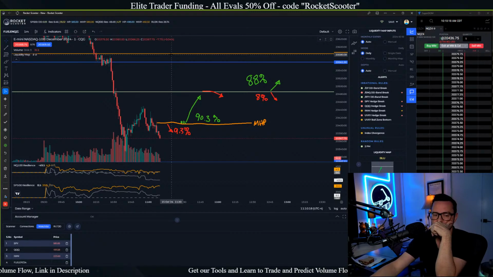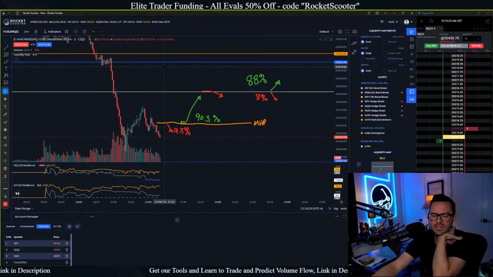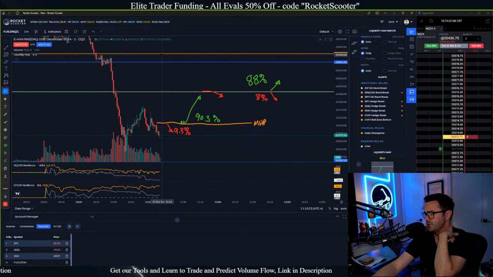Hey, Pixel Cal says, should your stop loss be on DD or how much below DD? What do you mean? You trying to long or short?